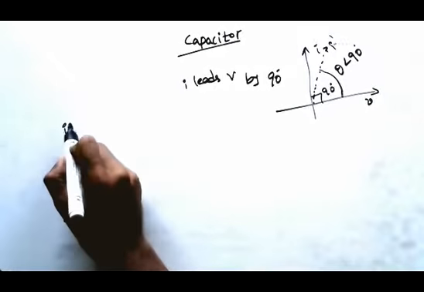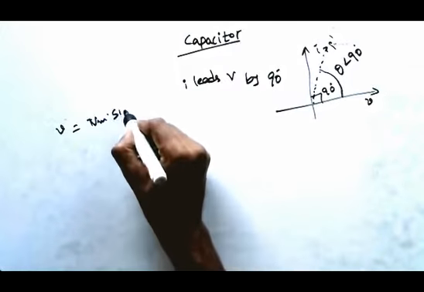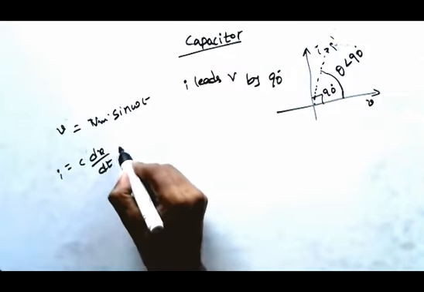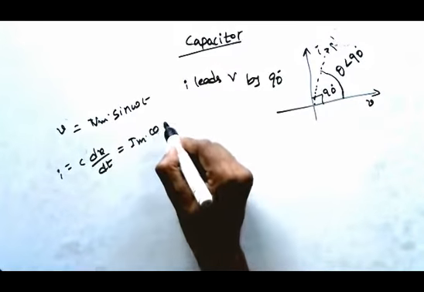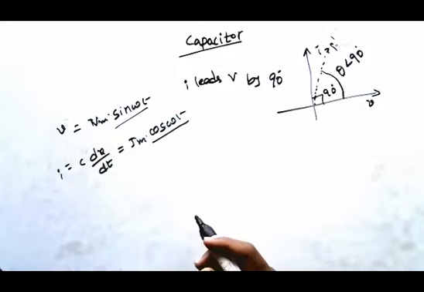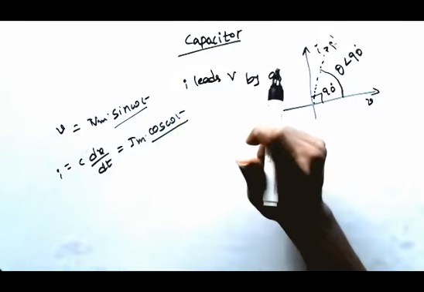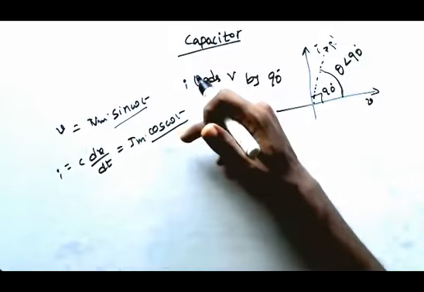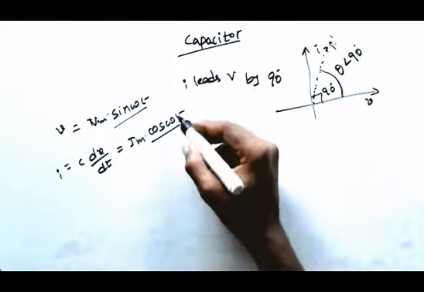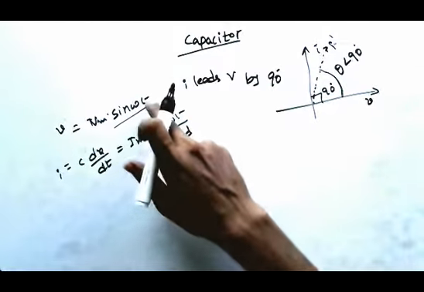If we take V is equal to Vm sin omega t, we will get I is equal to C into dV by dt, that is equal to Im cos omega t. Here there is a 90 degrees deviation between the input voltage and the output current. The cos function is leading the sine function by 90 degrees, so I leads the voltage by 90 degrees.